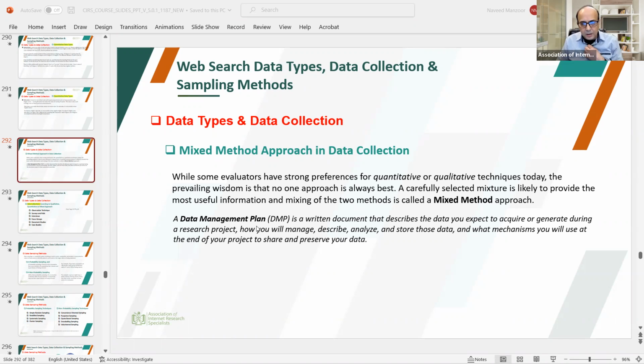And one of the things that will be included is how you would manage, describe, analyze, and store those data. This is an additional thing. Analysis, we know. Manage means what the sources or methods of obtaining the information would be.